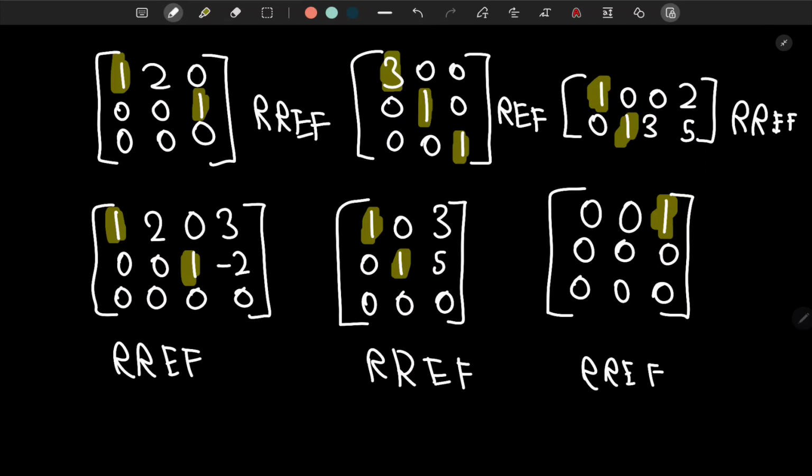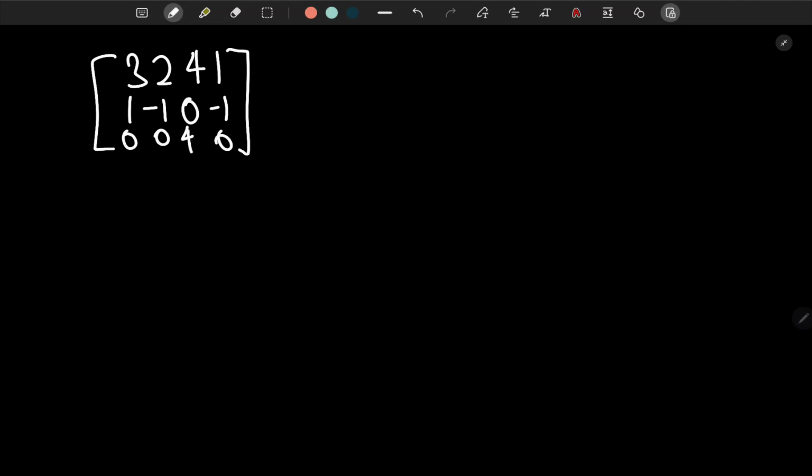So now let's see how we can convert a matrix into RREF form. So let's say we have the matrix as 3, 2, 4, 1, and then 1, negative 1, 0, negative 1, and then 0, 0, 4, 0. And we want to convert this into our REF, right? And first of all, we notice that, in the first row, we have the first non-zero element to be 3. And we need each pivot in our REF to be 1.